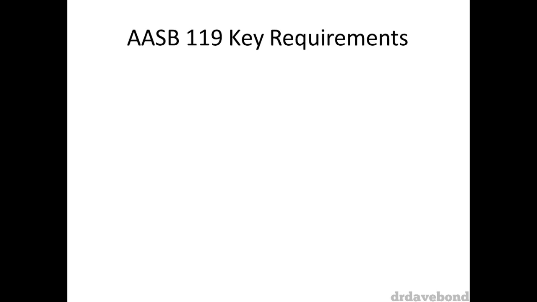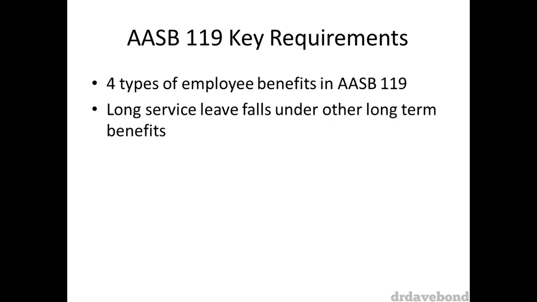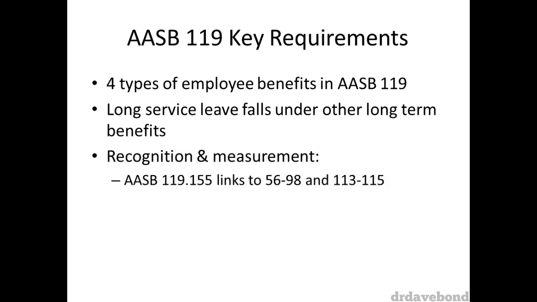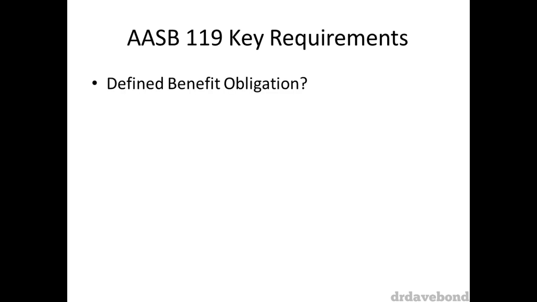AASB 119 covers employee benefits. There are 4 types of employee benefits, of which long service leave comes under other long-term benefits. In terms of recognition and measurement, paragraph 155 links to paragraphs 56 to 98 and 113 to 115, which deal with defined benefit plans. The essence of this, which can be found in paragraphs 56 to 65, is that the entity needs to determine the deficit or surplus in relation to the plan, and then recognizes this as a liability or an asset. But what is the defined benefit obligation in this case?